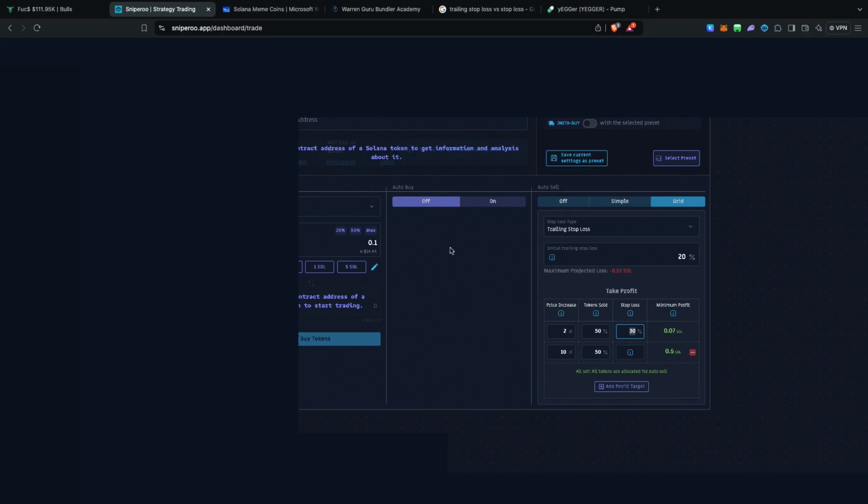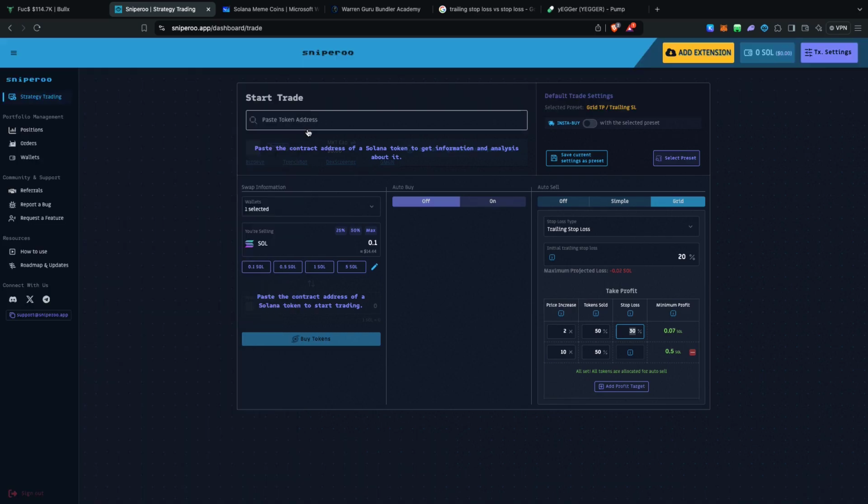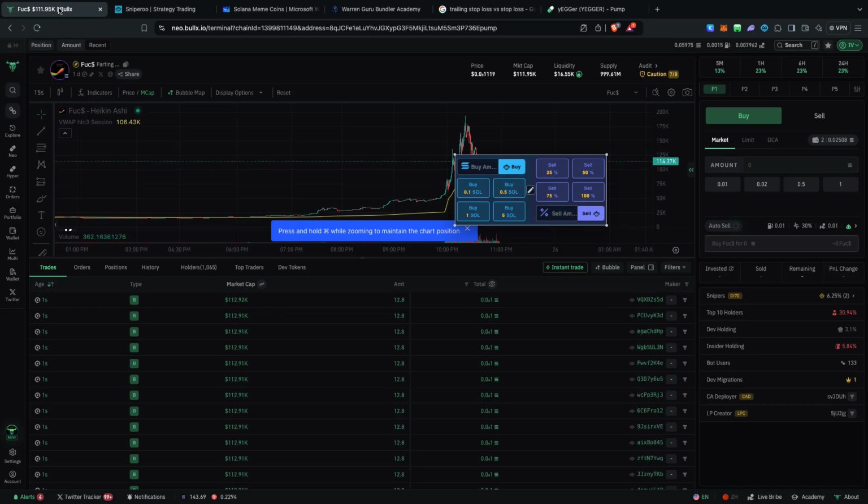Okay, and Sniperoo is ultra fast. I want you to experiment and use Sniperoo for your entries and your exits. Man, the execution speed is crazy. Anyway, do your own due diligence on Sniperoo. It has many advantages, but right now I'm just going to focus on these tips and tricks, especially if you want to have a bulletproof meme coin trading strategy.